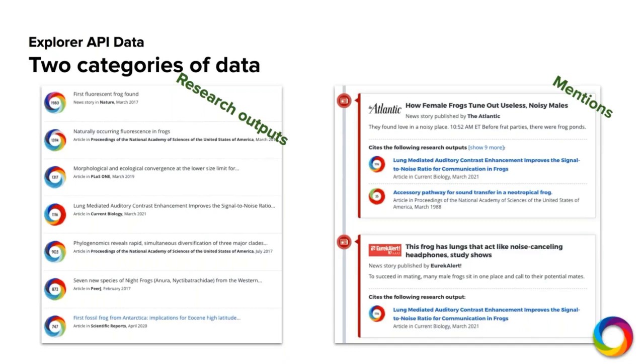The other category of data that the altmetric database is concerned with is mentions. From any of the attention sources that we track, we'll pick up posts like policy documents or blog posts, and from those we will extract mentions.